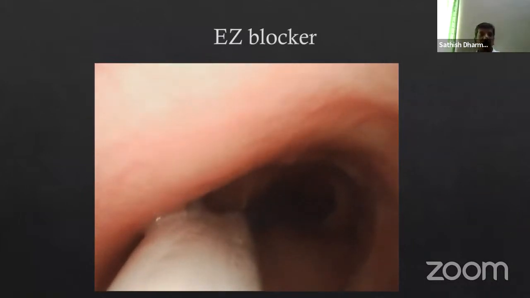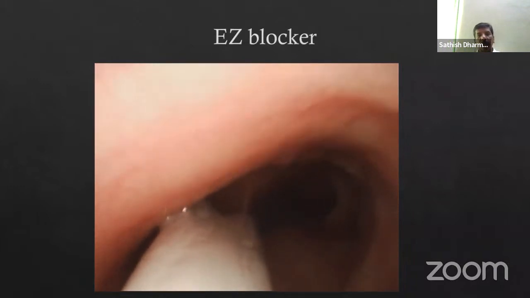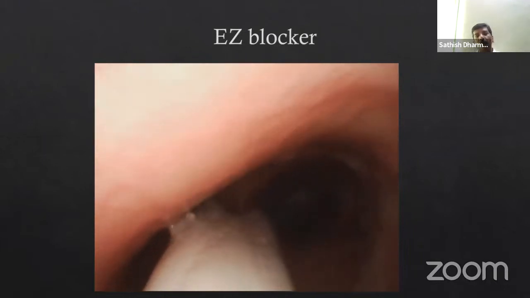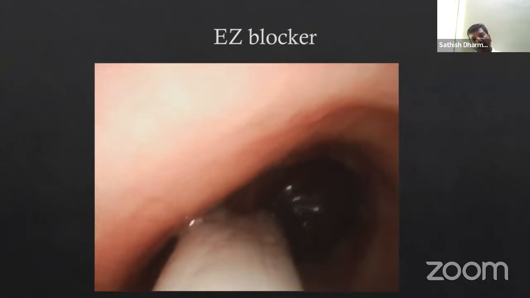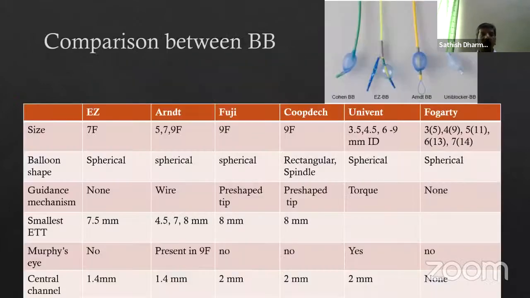So this is a much easier blocker, and this is a blocker we are now commonly using in our center, very efficiently, and it is working properly. But you need a fiber optic bronchoscope for its positioning. This also has a high volume, low pressure cuff. So 6 to 8 ml of air should be inflated to appropriately block that particular lumen of the bronchus.